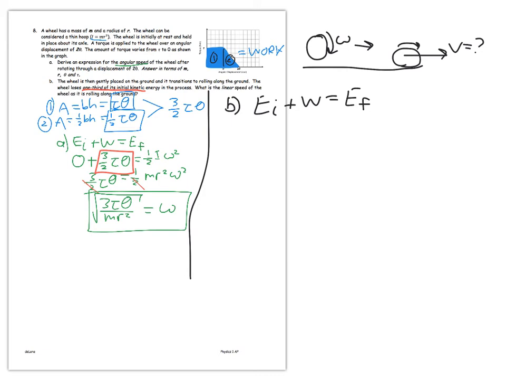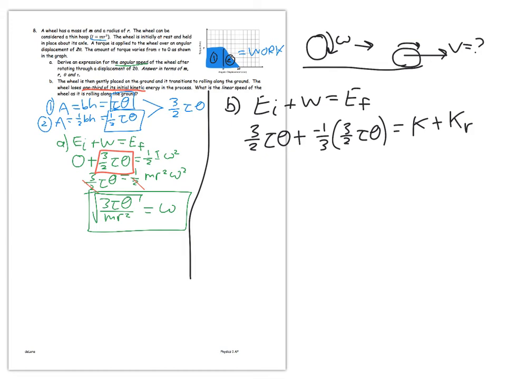So I'm just going to use that for my initial energy because that work that I did became my initial kinetic energy, and so I'm just going to say that that initial energy was 3/2 tau theta. Plus some work being done, we're told that we lose 1/3 of our energy, so I'm going to say negative 1/3 times 3/2 tau theta. That would be showing that loss of 1/3 of our initial kinetic energy, and then we're going to end here with linear kinetic and rotational kinetic.